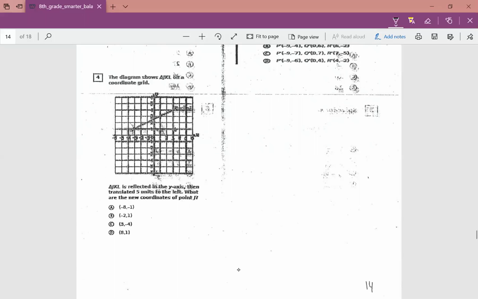So -3, 1 becomes 3, 1, and then translating 5 units to the left, you're going to wind up subtracting. So you're going to have 3 minus 5 to get -2. And your 1 stays the same. So -2, 1, right there.